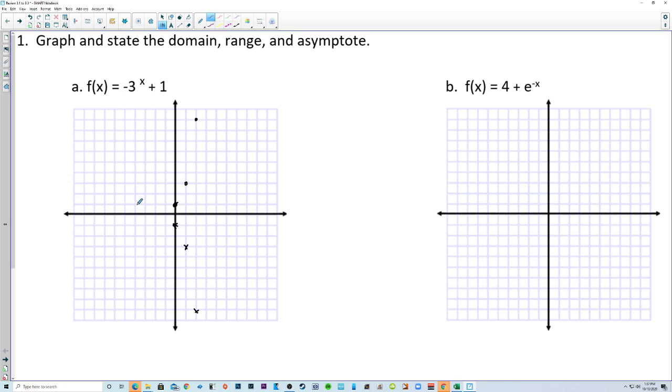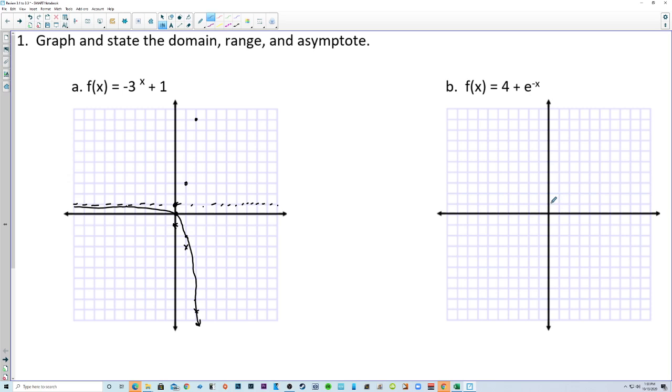And then 1 up. Well, if you're going to push an exponential 1 up, that asymptote that was on the x-axis is going to be pushed up 1. And then all of these points, these 3 points, are pushed up 1. And I'm going to try to graph this with this tablet I have. And there's the graph of f of x.